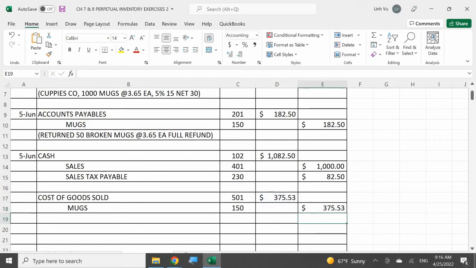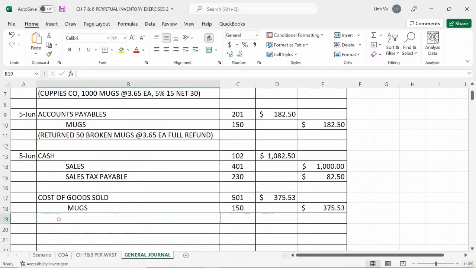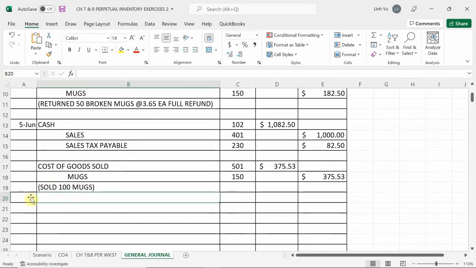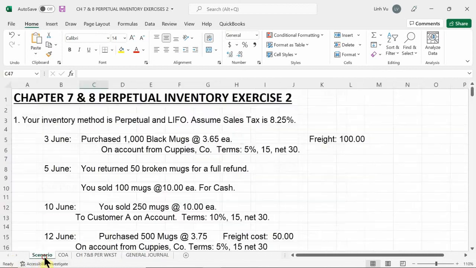Okay? And now I can go ahead and make my note here saying I sold 100 mugs. Okay? And that's perpetual inventory. You need to recognize the sales, but also recognize that you need to update your inventory as well. Okay?